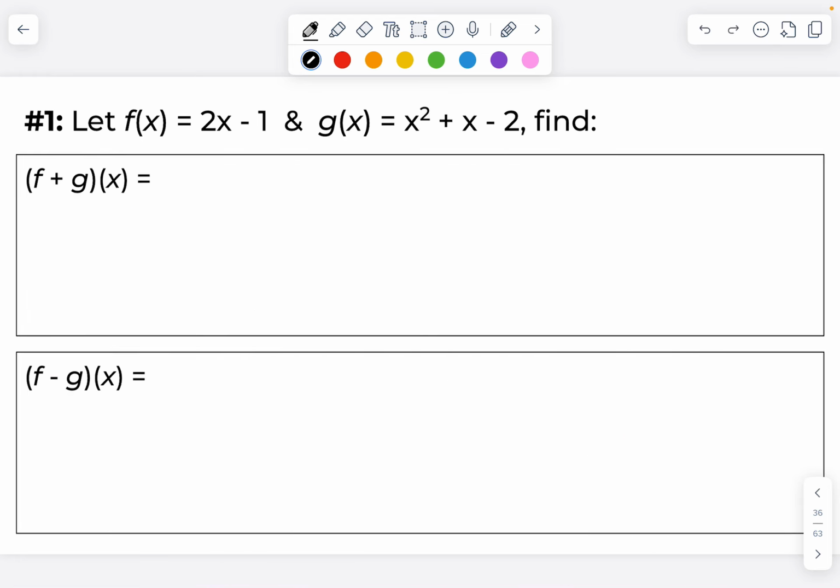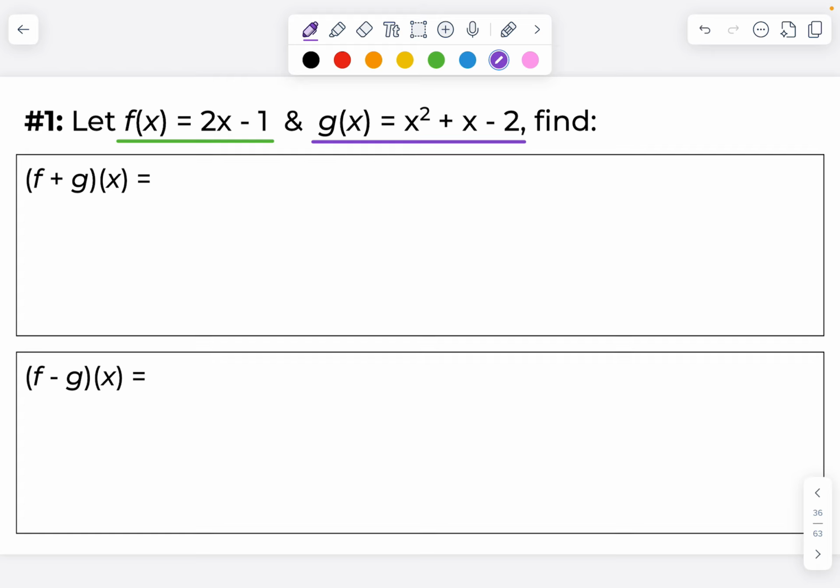So we have two functions here, f of x and g of x. If f of x is 2x minus 1, and g of x is x squared plus x minus 2, we want to find f plus g of x and f minus g of x. So we want to find these two added together and subtracted.